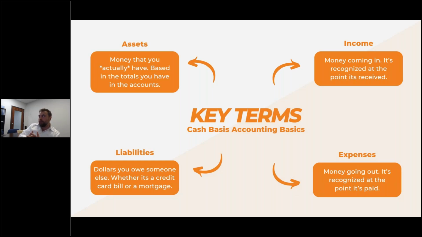You have your income, and that's money coming in. It's recognized at the point it's received. You have your liabilities, right? Those are the dollars you owe someone else, whether it's a credit card or a mortgage. And then you have your expenses, and that's money going out. It's recognized at the point it's paid. Unfortunately, I'm sure we're all familiar with what expenses are.